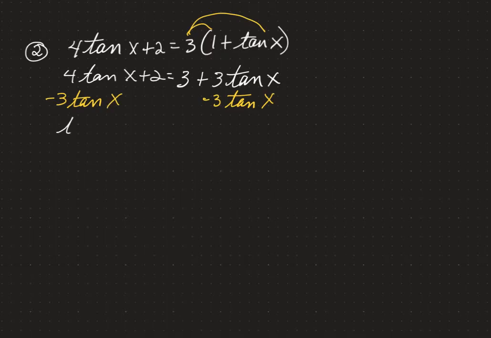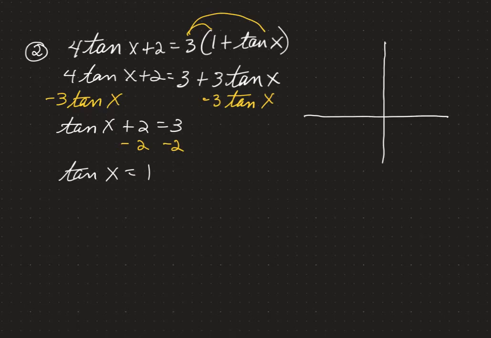So that's going to give me just the tangent of x on the left-hand side, plus 2 equals 3, and plus 0. I won't bother to write that. Now I'm going to subtract the 2 from both sides as I continue to isolate my x. Tangent of x equals 1. Where does the tangent equal 1?